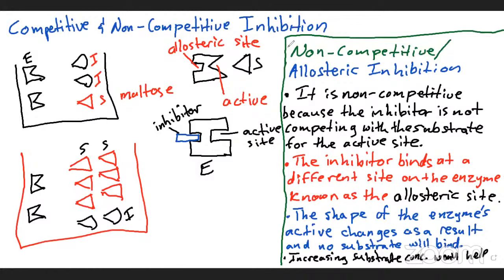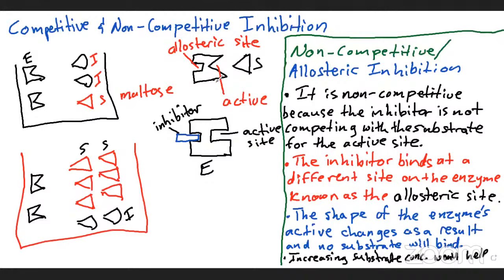No, right, that is correct. Over here, the inhibitor and substrate are of the same shape, so increasing the substrate will work. But in this one, the inhibitor changes the active site, all right? So it doesn't matter how much substrate is there. The fact of the matter is that the active site is no longer what it used to be. So that is why it is non-competitive.